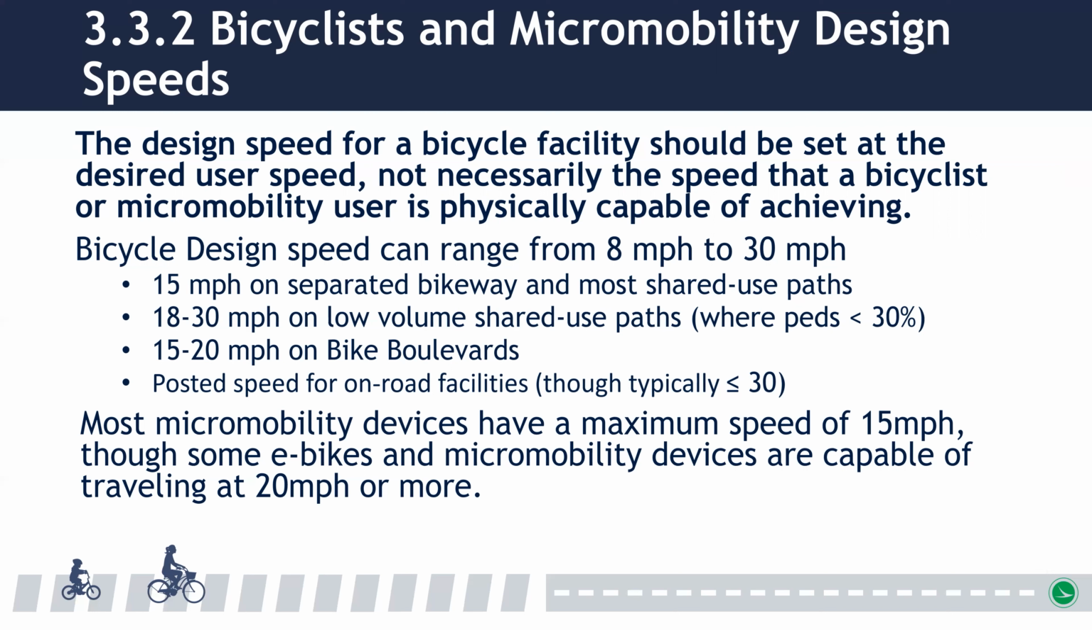Bike boulevards encourage a design speed that is similar for both bicyclists and motorists, so the target speed for these facilities is in the 15 to 20 mile per hour range. The MDG does include reference to e-bikes, but not a lot of research is provided on them at this point. As planners and designers, we need to pay attention to increases in top speed, but this doesn't mean that we have to design facilities to assume the top speed of these vehicles.